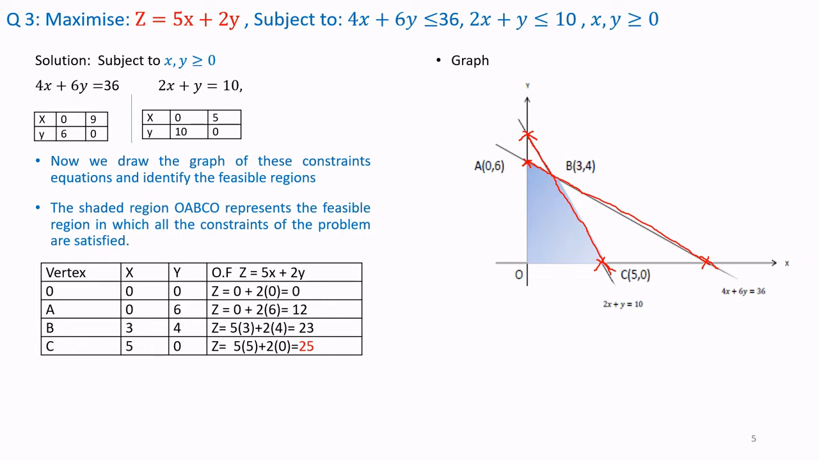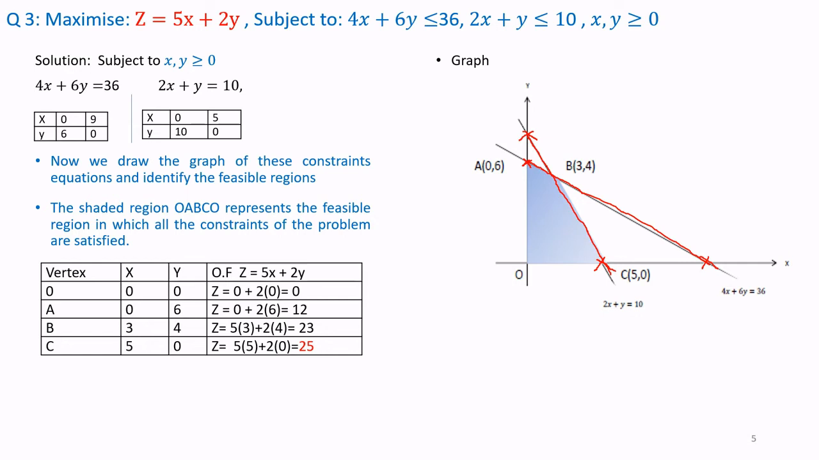Next, we will move to the point A. The coordinates of A are x is 0 and y is 6. Therefore, we will substitute these values in the given objective function 5x plus 2y, with x as 0 and y as 6. So 0 plus 2 into 6 is equal to 12. So the value of z at point A is 12.